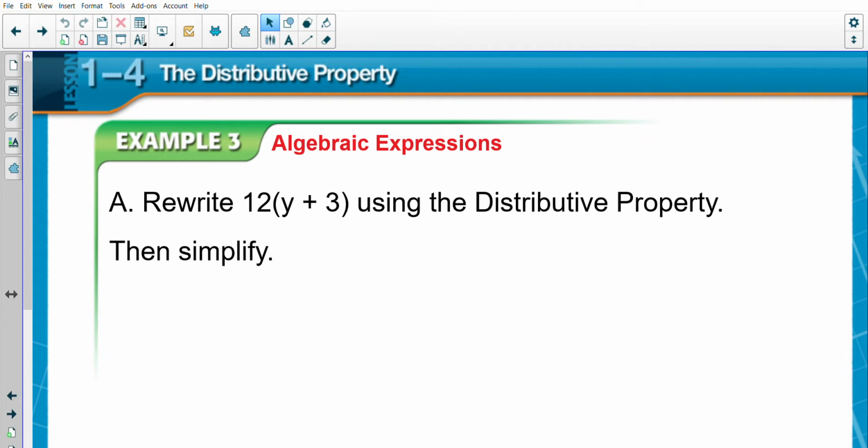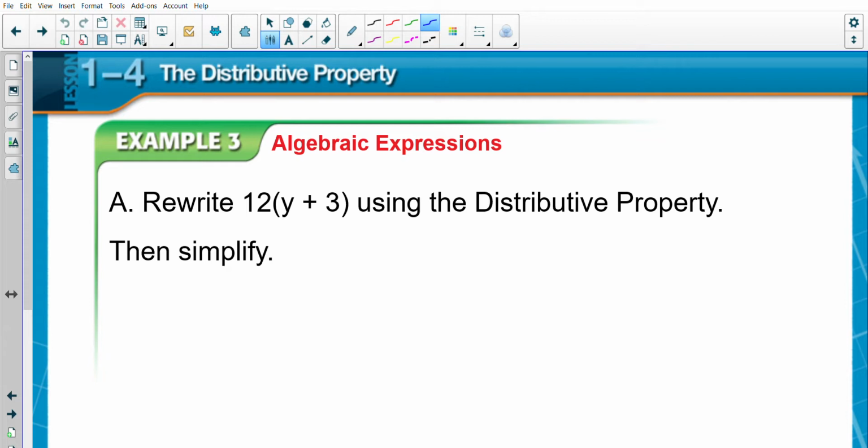Okay. So first of all, something else to note. I'm just looking at this 12 parentheses y plus 3. We're about to see a lot of that. When you see this 12 next to this parentheses, does anybody remember what operation that is? Everybody knows if you got something right next to something, it's multiplication. So we're good with multiplication.